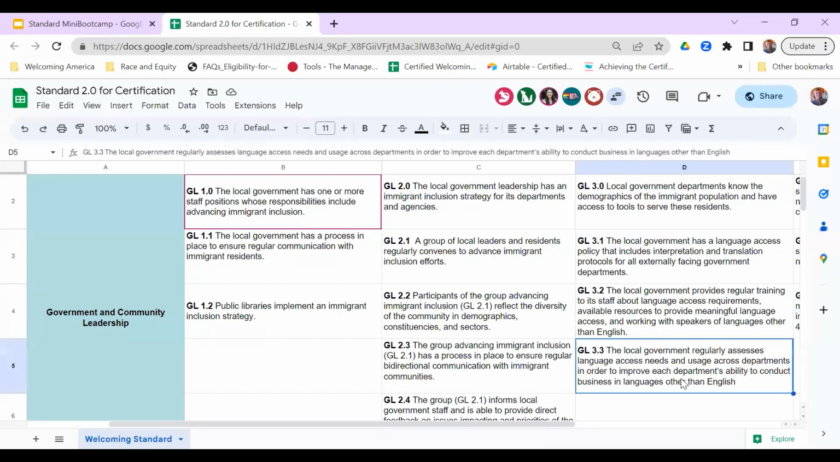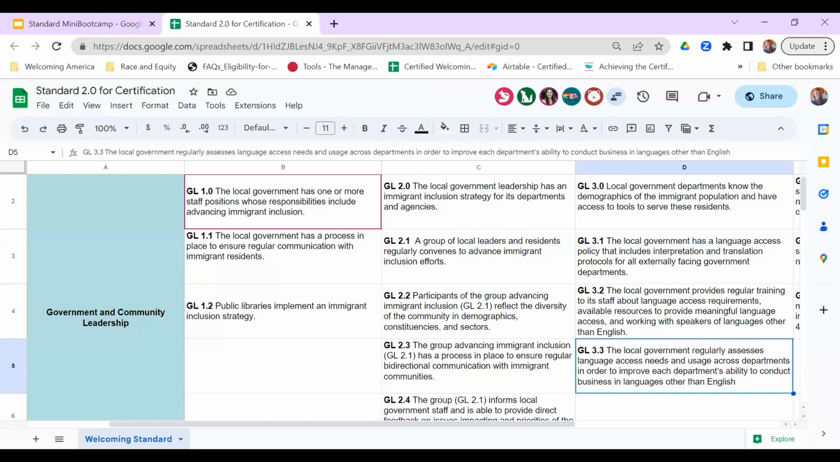And then the last one for 3-star is that there is some evaluation, and that evaluation is being used to inform the language access needs and usage. Primarily around this idea about being able to conduct business in languages other than English, and that feedback is then being used to improve those services, to continue to improve that ability to conduct your everyday business from the local government.